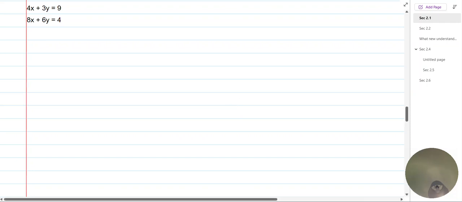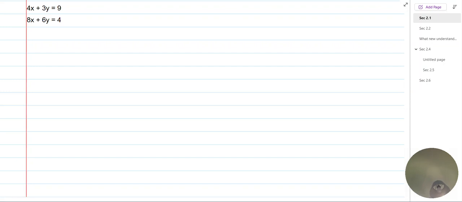They are 4x plus 3y equals 9, 8x plus 6y equals 4. So our first step would be to find the LCM and multiply by the opposite number. So we're going to take line 1 and multiply by a -2. So do a -2 times the 4x plus the 3y equals 9. Then we'll bring down the second linear equation in order to finalize what we need done.